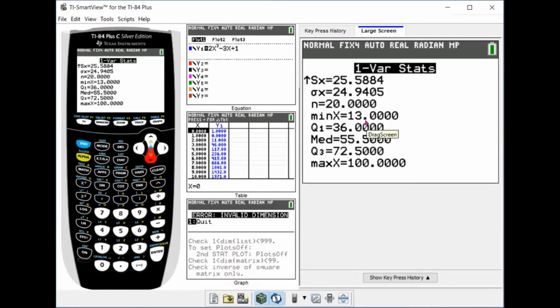You can see the minimum value is 13. Minimum is 13. First quartile is 36. Median is 55.5. 55.5 is the median. Third quartile is 72.5. 72.5 is the third quartile, and maximum is 100. So that's how you can use your TI-84 calculator to find those 5 numbers.